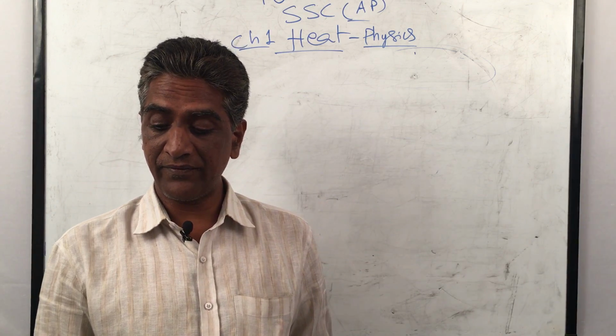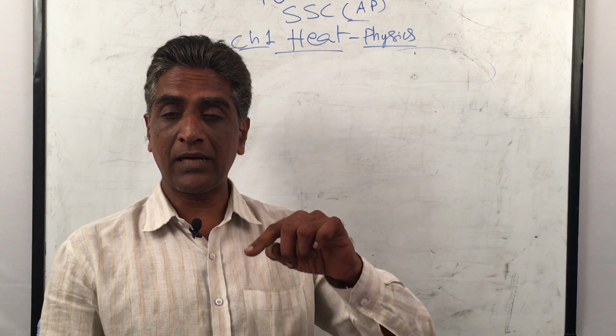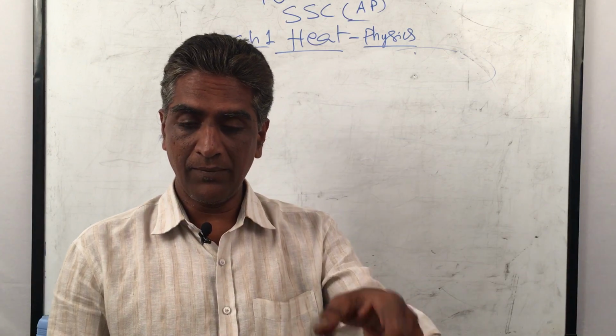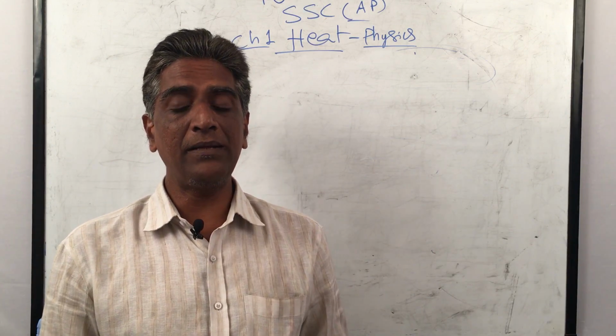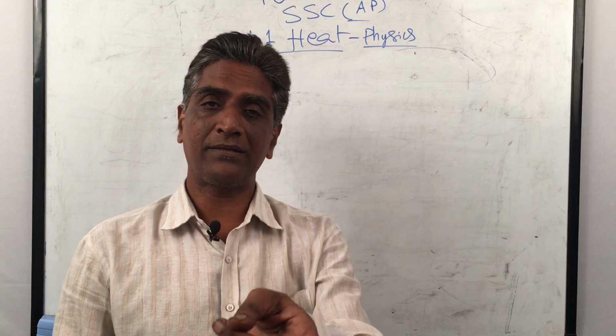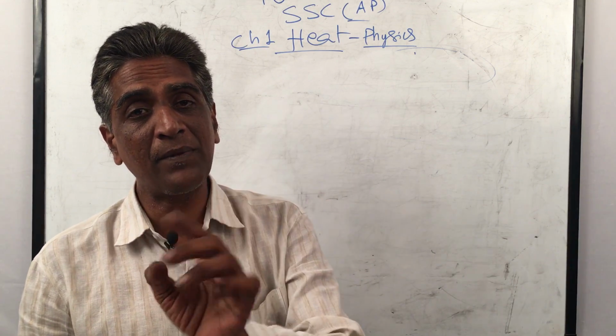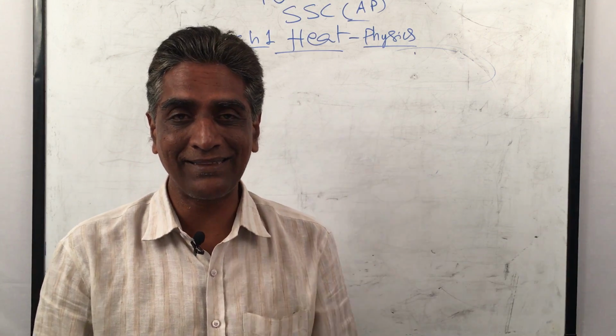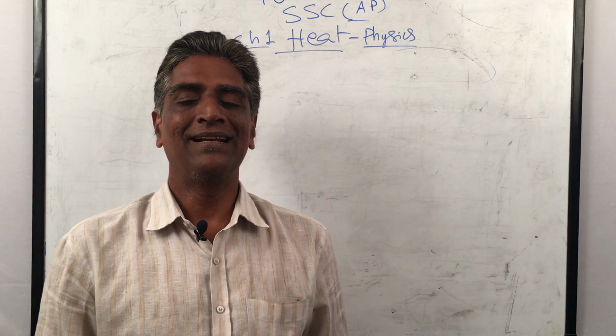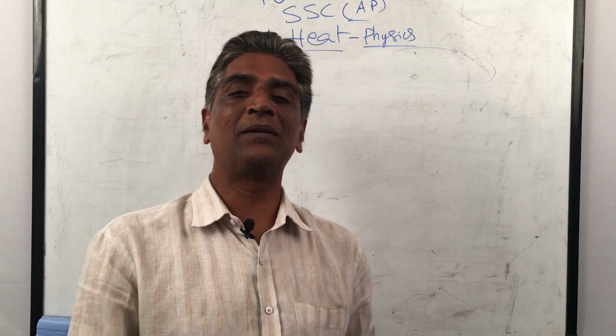We know that if A is in thermal equilibrium with C, they both have the same temperature. Similarly, B and C have the same temperature. Thus, A and B will have the same temperature. But the same temperature means what? It means they are in thermal equilibrium. Yes, A and B also will be in thermal equilibrium.